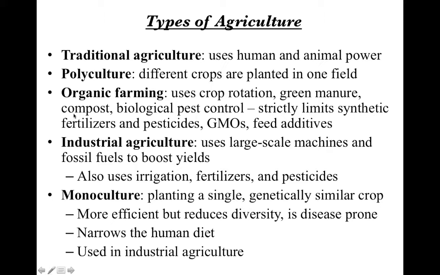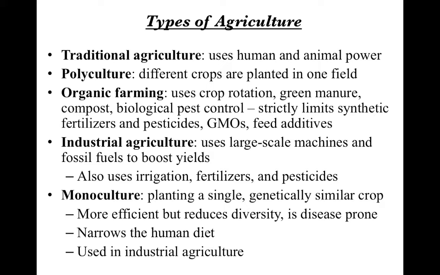Compost is also included. That's where the waste parts of plants are put all together with some soil, mixed up, and then spread on the field. Biological pest control, meaning using beneficial insects and those sorts of things. But there are strict limits on synthetic fertilizers and pesticides, GMOs, and really not adding any of those things to the food that's fed to animals.